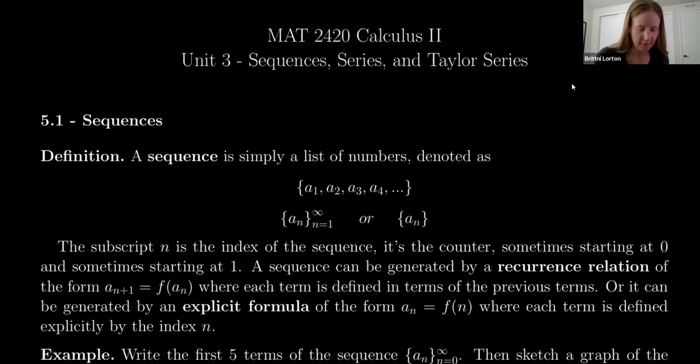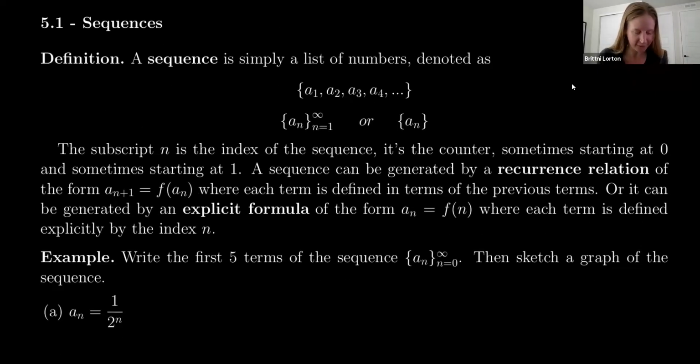All right, let's get started on Unit 3, which is the longest unit in Calc 2, so it will take a little bit more time. This is the sequences, series, power series, and Taylor series. So we'll start off with section 5.1, sequences.